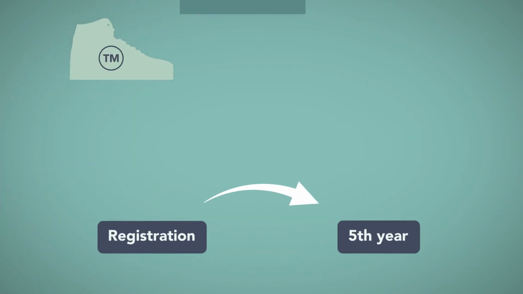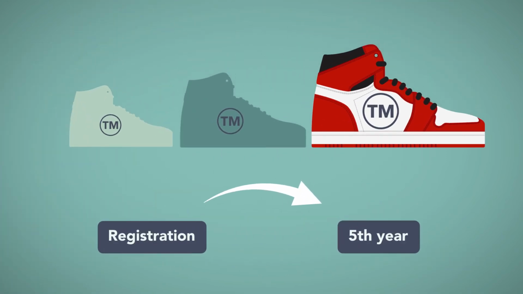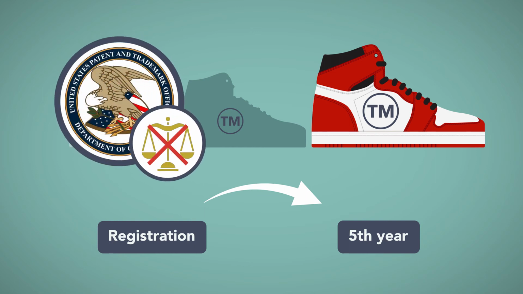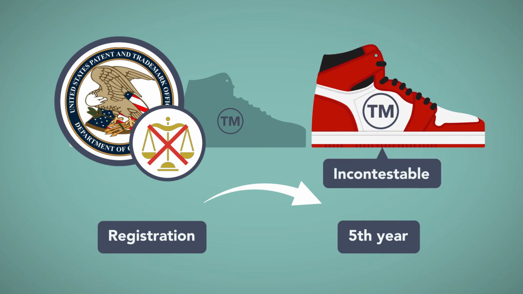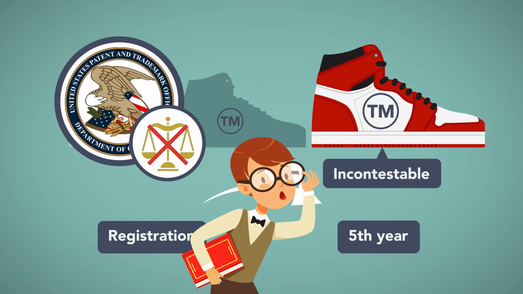If a trademark owner has continuously used a mark in commerce for 5 years after registration, and if there is no pending legal action involving the trademark in the trademark office or a court of law, then the owner can file a declaration of incontestability under Section 15 of the Trademark Act. Once a trademark is incontestable, various aspects of the trademark registration, such as its validity, cannot be challenged.